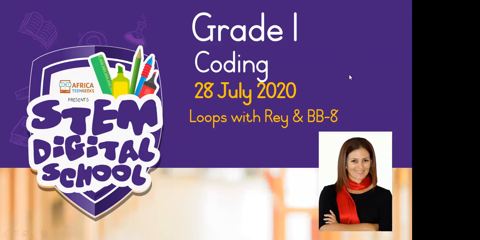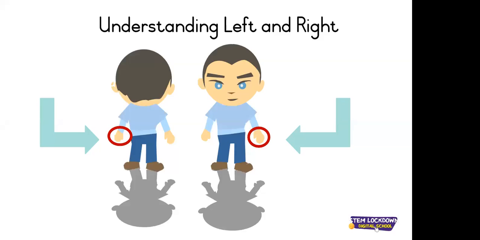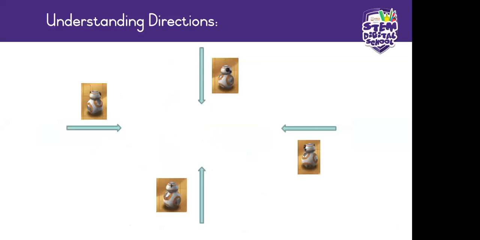Right, you guys, we are going to start a whole new chapter today. And it is loops with Ray and BB-8. Now let's quickly look at left and right again. Remember that left and right changes depending on where the person is looking. Okay, but we have lots of time to practice that.